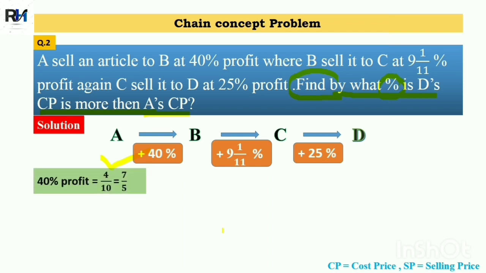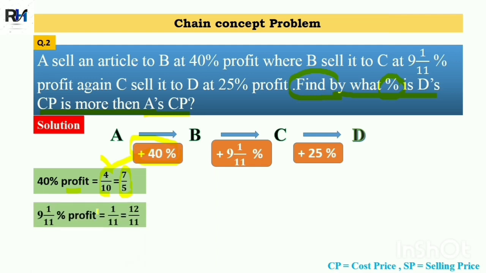After that we have to represent these profit percentages. That is 40% profit. How will we represent it? 40 by 100, the zeros cancel, and we get 4 by 10. Here profit is given, therefore I add 4 to 10, that is 14 by 10. In short form, that is 7 by 5.